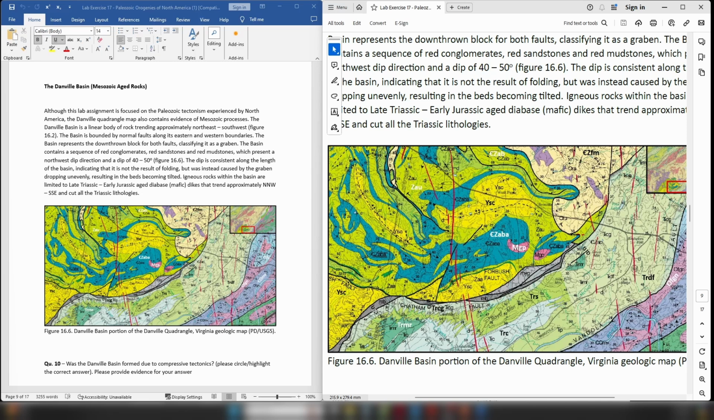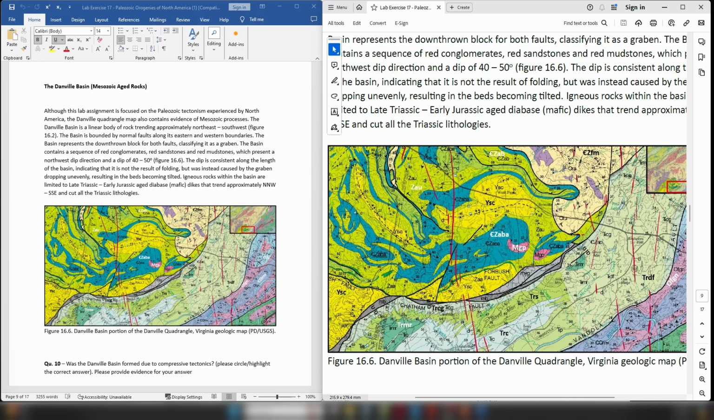You will also see that you have the letters U and D on the maps for up thrown and down thrown. And we can see that the block of rock which represents the Danville Basin, which is this region coming up through here, is down thrown, which would suggest that the fault we're looking at here is a normal fault. So straight away, that's a change from some of the other areas. We saw thrust faulting in the other areas. Now we're seeing normal faulting. Thrust faulting is typically associated with compression.